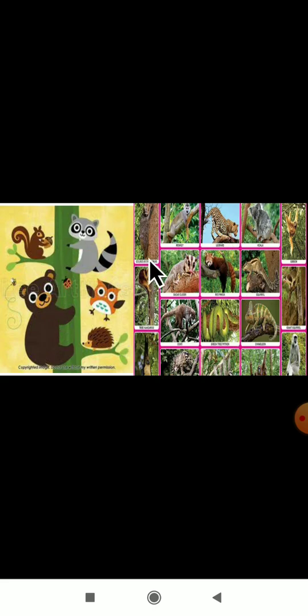So dear students, today we have studied about the aerial animals and arboreal animals. I hope you have got the meaning of aerial animals and arboreal animals, and you can write the definition of aerial and arboreal animals, and you can give the examples also.